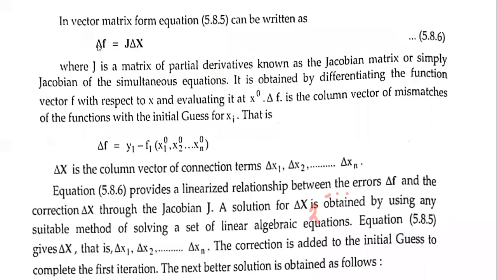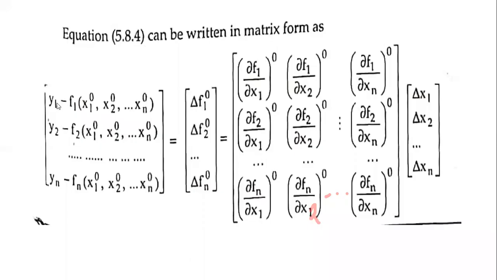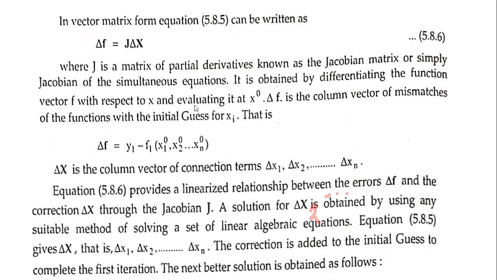Next, in the vector matrix form, this is delta f. We can write delta f equal to J into delta x, where J is the matrix of partial derivatives, known as the Jacobian matrix.